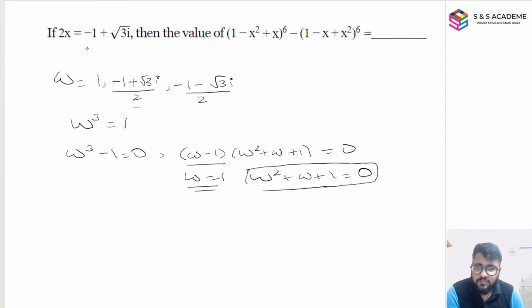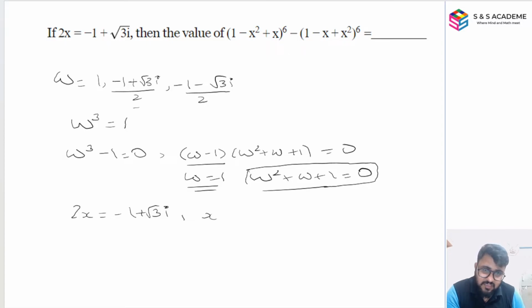How, you might ask? Because as you can see here, 2x is equal to minus 1 plus root 3i. Now you can even pause the video and try to find out if x can somehow be related to omega. Congratulations if you have found that out.